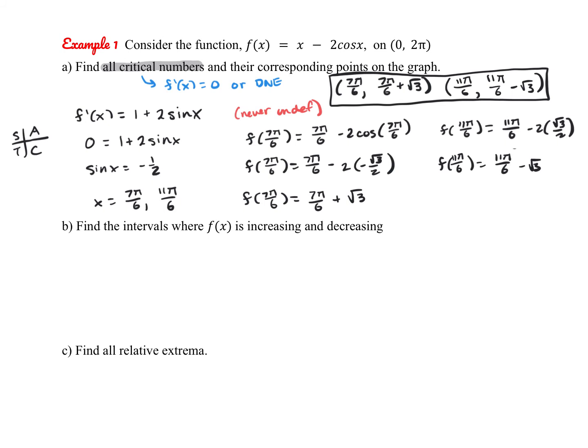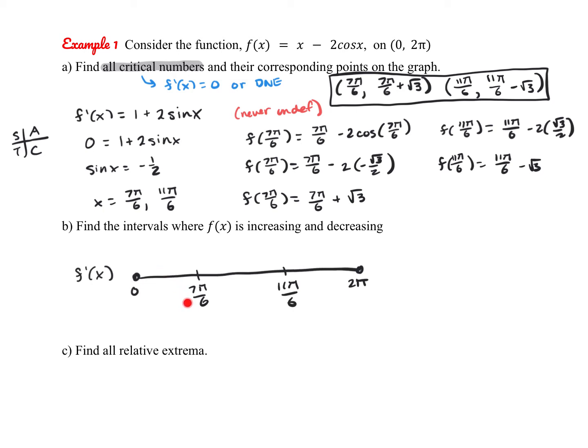Okay, the next thing we're going to do is figure out the intervals where our function is increasing and decreasing. So here we're going to need to do a sign analysis of our derivative. So here is our derivative, our critical numbers. Well, here's our endpoint. So we have an endpoint at 0 and an endpoint at 2 pi. And then here we have 7 pi over 6 and then 11 pi over 6. So it's definitely not drawn to scale at all.